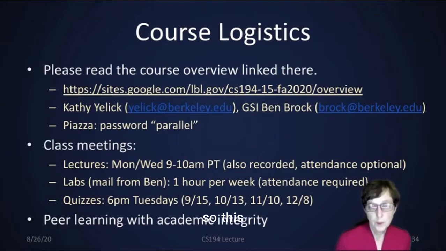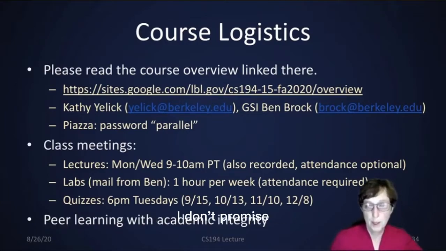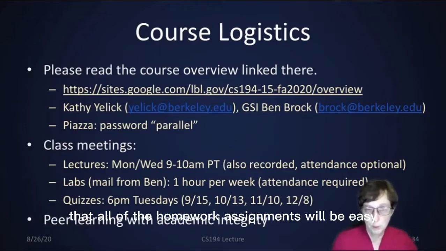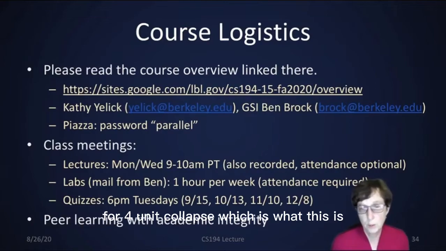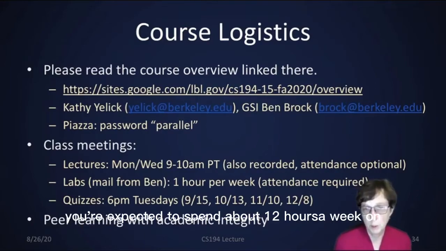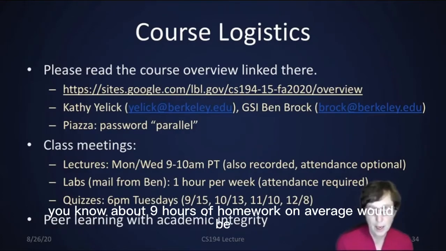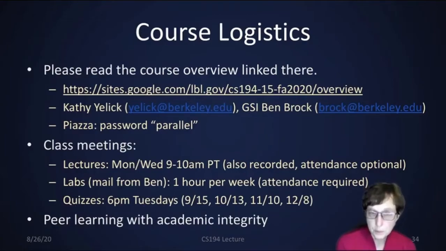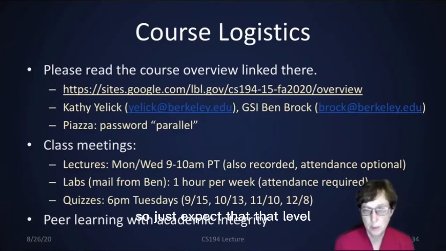So we are trying to make the workload a little bit more uniform. I don't promise that all of the homework assignments will be easy. I think they may take you several hours. For a 4-unit class, which is what this is, you're expected to spend about 12 hours a week in total work on this class. So about 9 hours of homework on average would be reasonable, relative to what the workload is supposed to be, but just expect that level.